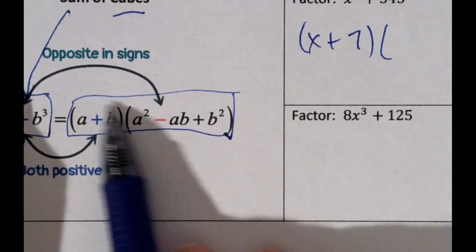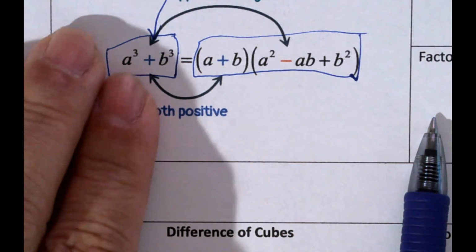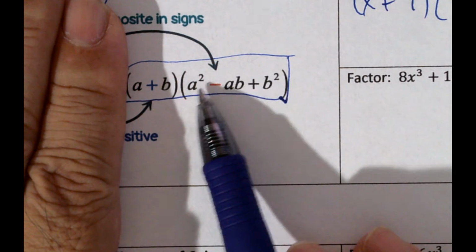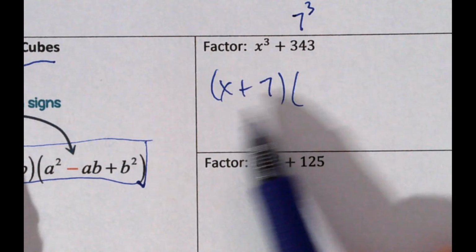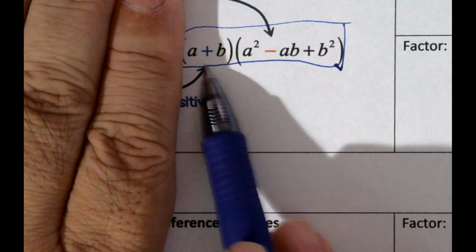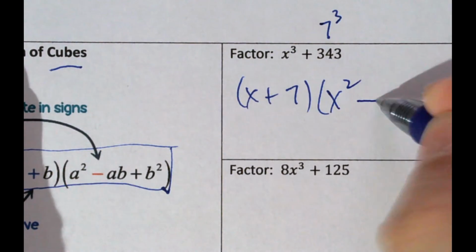And then continuing, once you get over here, ignore what you had at the beginning. I'm not looking at the a cubed plus b cubed anymore. I'm now just looking at over here, a plus b, so x plus 7. And when I go over here, it's the first term that's squared. So x is the first term, and I square that, so it's x squared. Notice the signs are different. This is a plus sign, that's a minus sign, so I put a minus sign there.